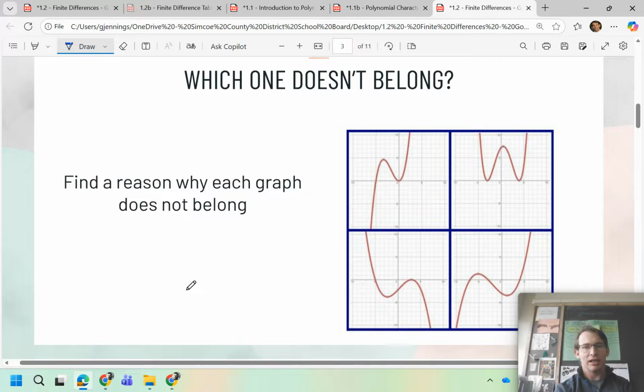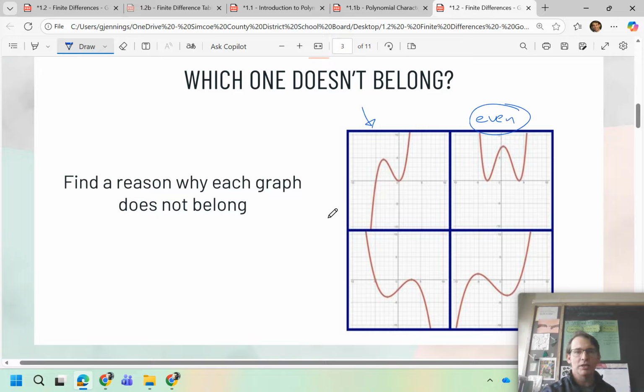Let's start with a little which one doesn't belong. So what do you think? There are 4 different graphs. Which one do you think doesn't belong? Nathan? The top right one. Top right, why? It has an even degree. The rest are odd degree and that one's even degree. Very good. So this one is the only even degree. That's why we would exclude it.